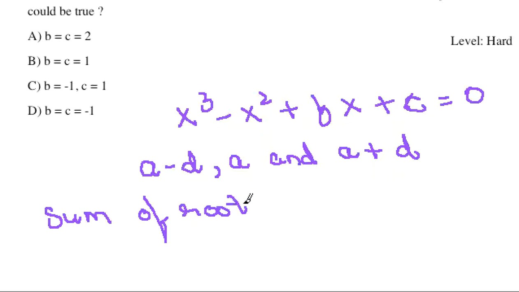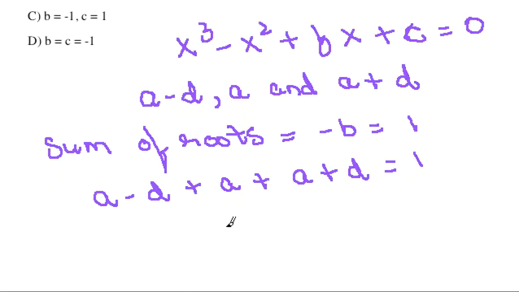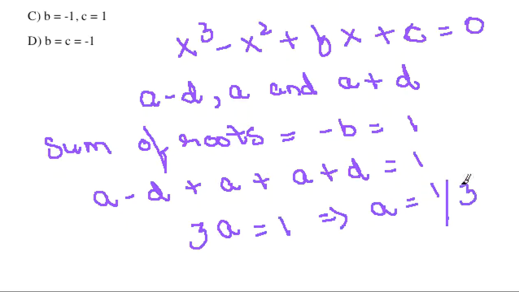Now what is the sum of three roots of a cubic polynomial? It is given as minus of b upon a. A here is the coefficient of x cube, that is 1. So minus of minus 1 is 1. So the sum of the roots is 1. This means a minus d plus a plus d is equal to 1. d cancels out. So we get 3a equal to 1, and therefore a is nothing but 1 upon 3.